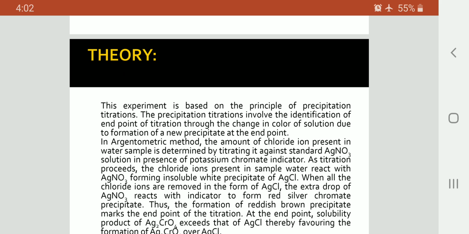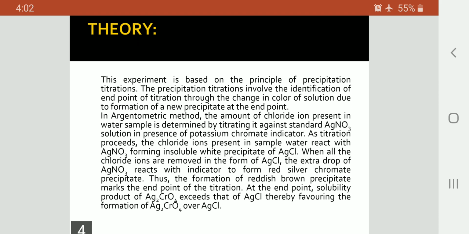Now let us see the theory, the principle on which the experiment is based. Basically, the principle of precipitation titration involves the identification of the endpoint of the titration through the change in the color of the solution due to the formation of a new precipitate. As I have told, two precipitates are going to form, one before the endpoint and another at the endpoint. At the endpoint, the precipitate which is formed has a different coloration, and due to that you are able to see the change in the color and perceive the endpoint of the titration.